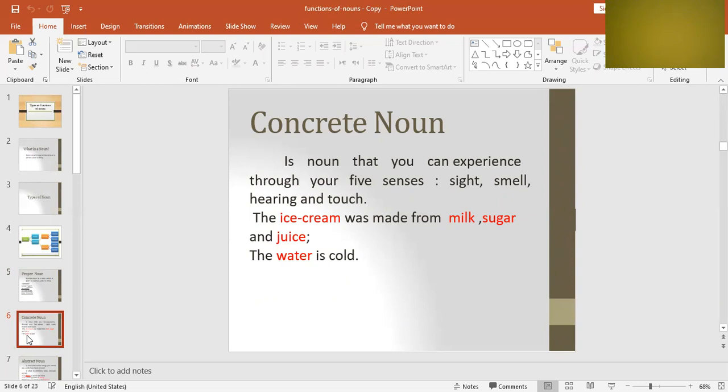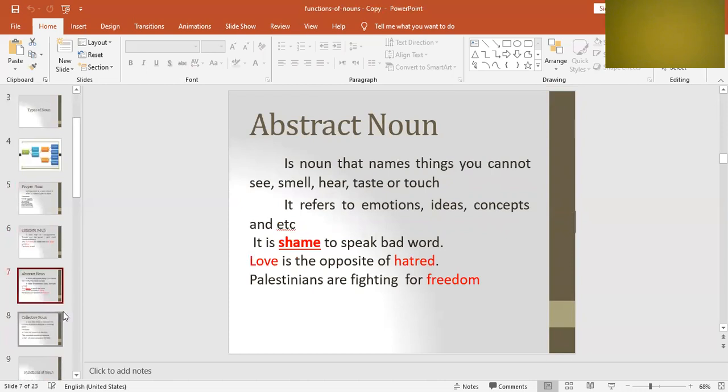Now, milk, you can see, taste, touch. Sugar is the same, juice is the same. Water also: you can see, touch, smell, taste. So these are concrete nouns, something concrete: table, chair, boy, man, all of these are concrete things. When I say boy, cow, man, all of these are concrete objects.